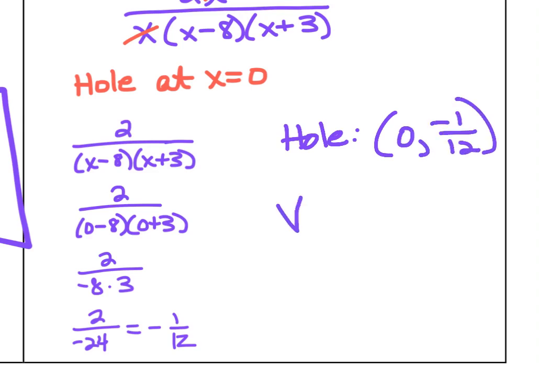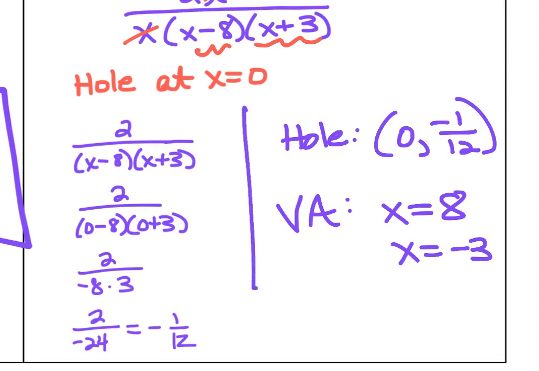And my vertical asymptotes are the other two things, the x minus 8 and the x plus 3. So my vertical asymptotes are at x equals positive 8 and x equals negative 3.